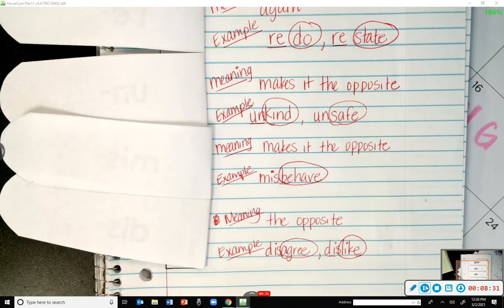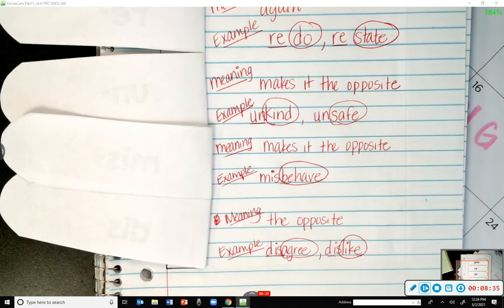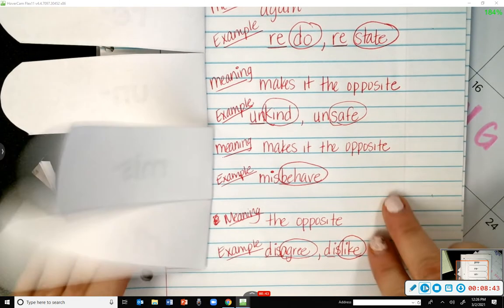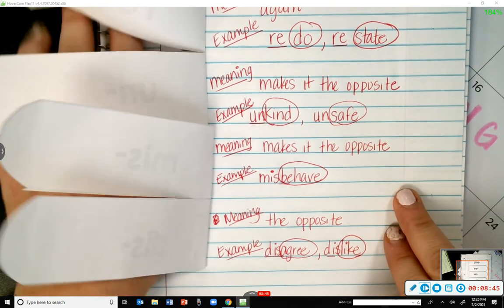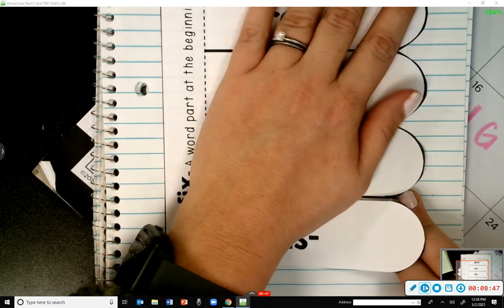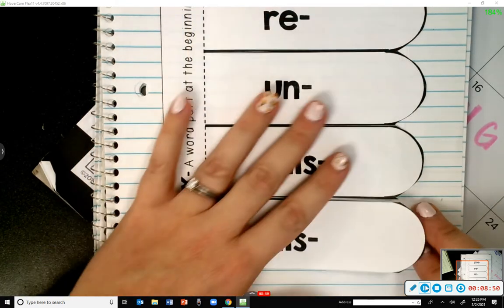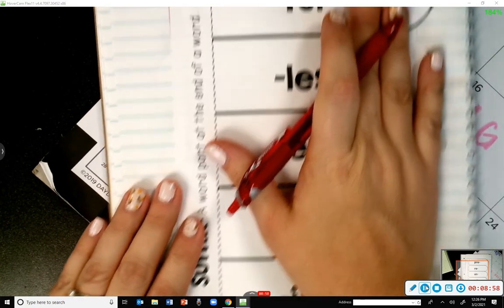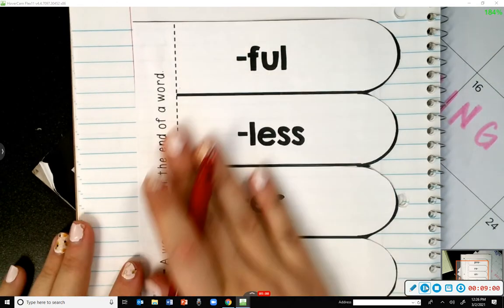Okay, so those are prefixes. The part that comes before the root word. And the root words are the ones I have circled. Okay? Now let's look at suffixes. So if prefixes are at the beginning of a word, what do you think a suffix is? At the end of the word. So it helps to know the meaning. That way we can understand what the words mean.